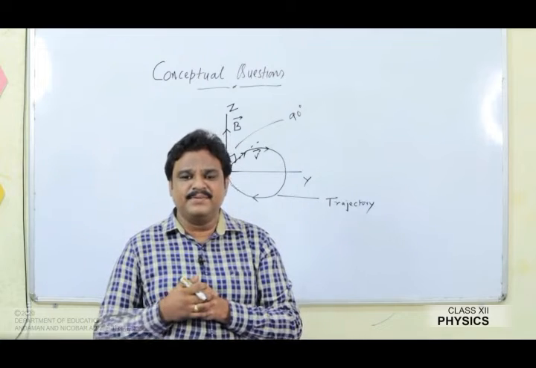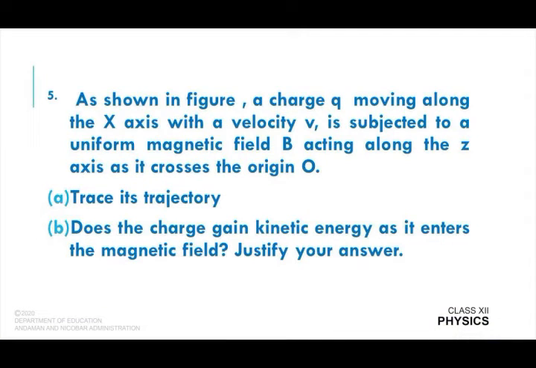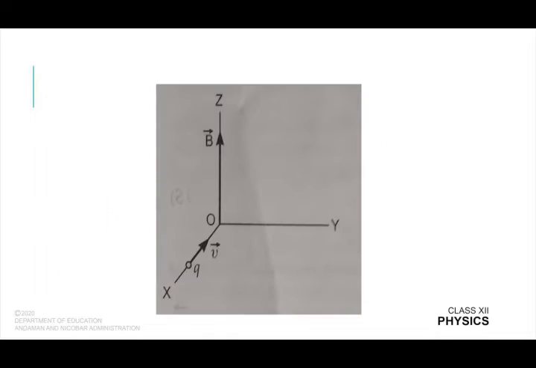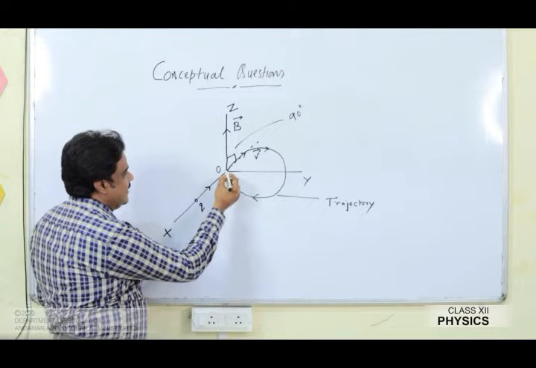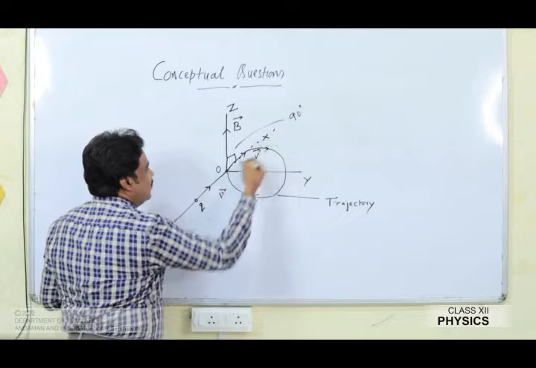So once again, I am going to read back the question. As shown in the figure, a charge q moving along the x-axis with a velocity v is subjected to a uniform magnetic field acting along the z-axis as it crosses the origin O. You are going to trace its trajectory. And number 2, does the charge gain kinetic energy as it enters the magnetic field? Justify your answer. So once again, the diagram clearly says the charge is traveling along the x-axis, and it enters at this point, along the OX dash axis.